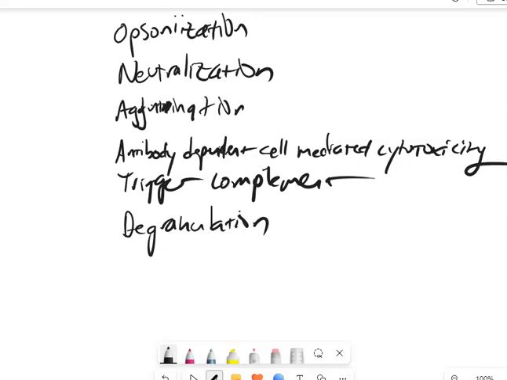So that's cool. In a lot of cases, antibodies are just little markers that show the immune system what to attack. That's degranulation, that's antibody-dependent cell-mediated cytotoxicity, that's opsonization. And in some cases, just by being there, they can stick things together or block them. That's agglutination and neutralization.